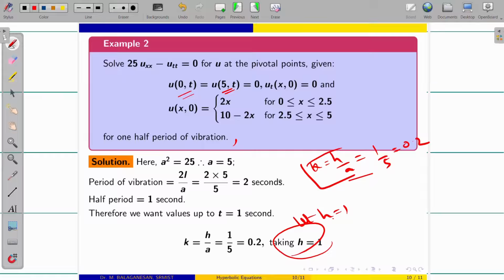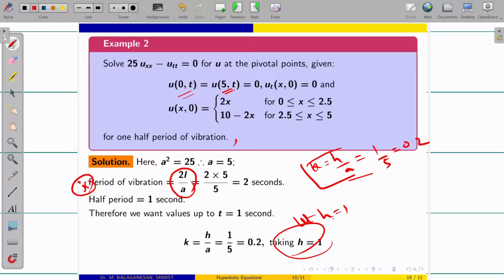And we know the h value and the k value. The difference is up to how many seconds we have to find the interior value. Sorry, here not the temperature, the displacement of the vibration of the string. Right. So this was the formula. Period of vibration is 2L by a. 2L upon a will be the period of vibration. But what do you have to find? Half of the period, 1/2, not 1 1/2.